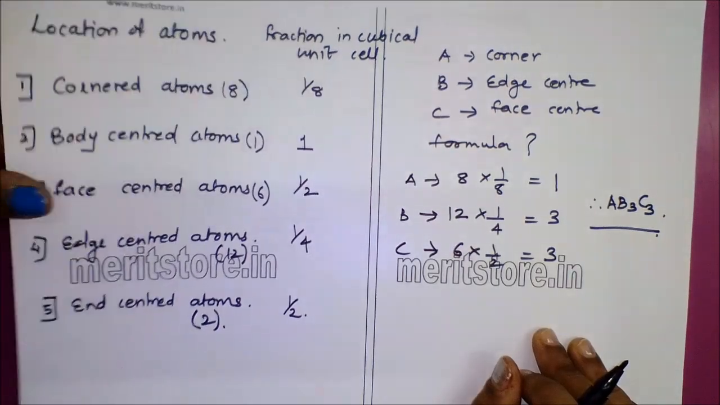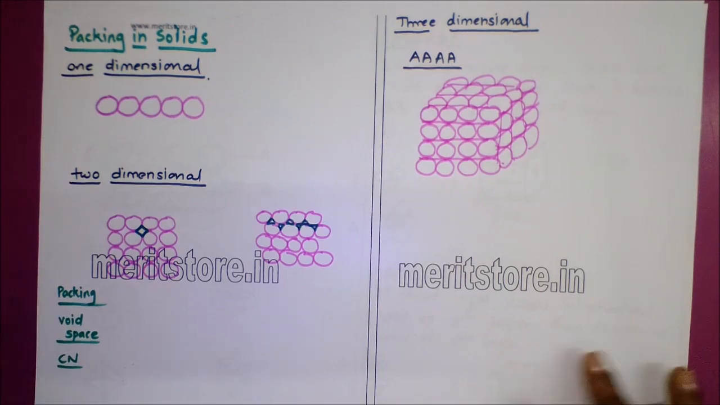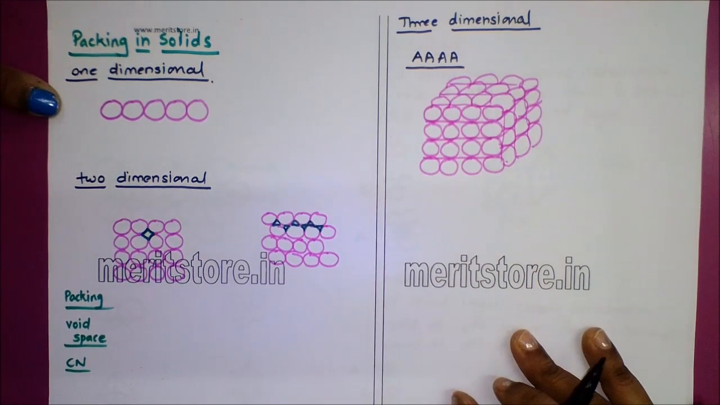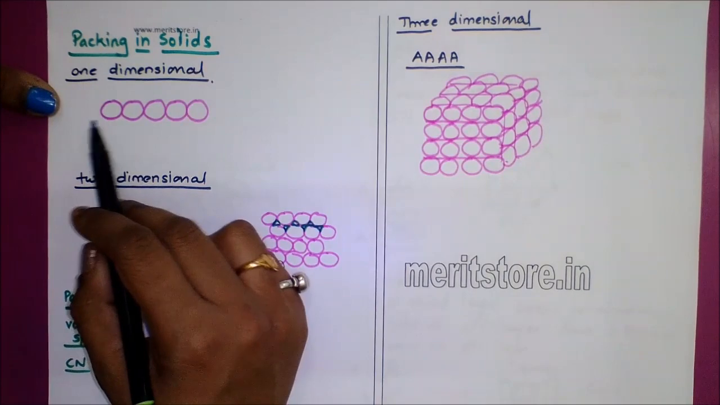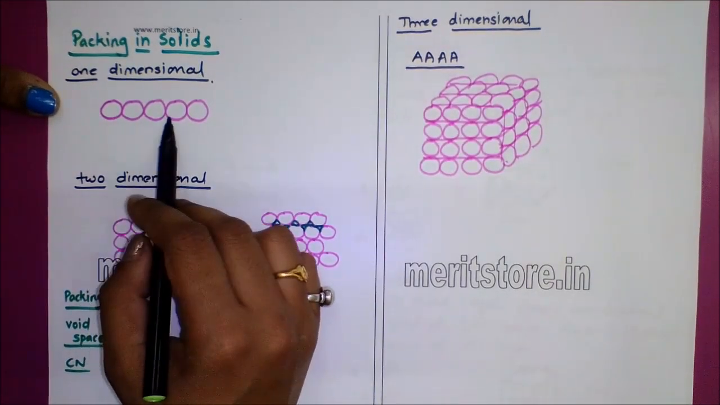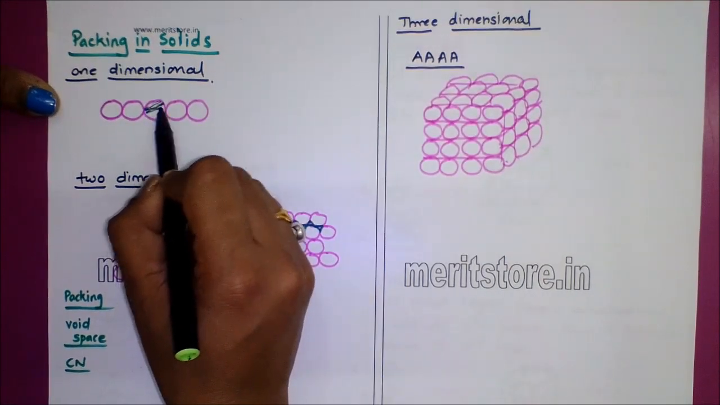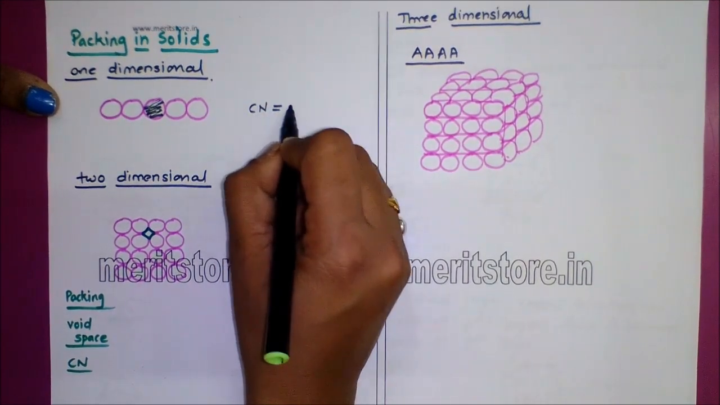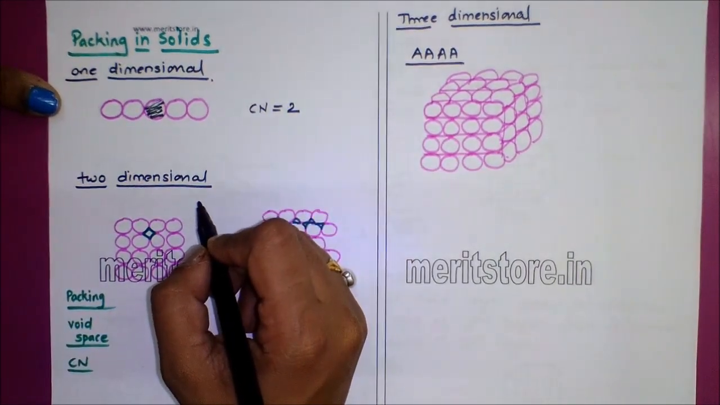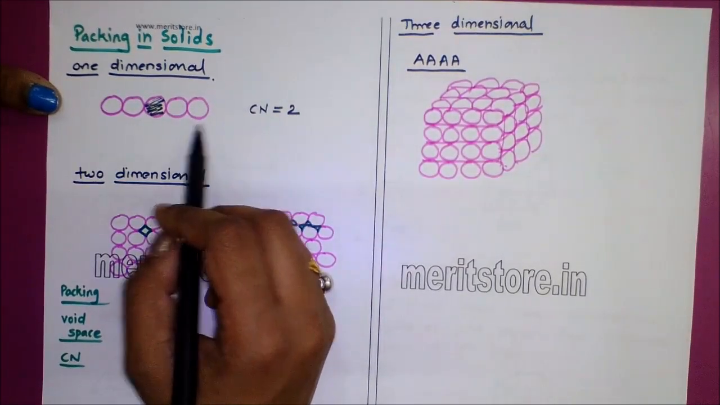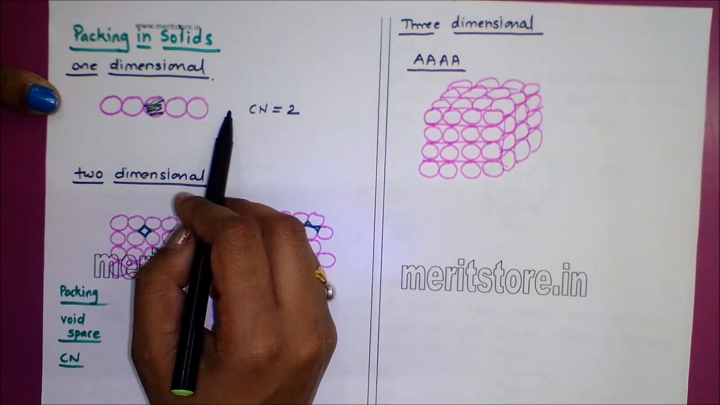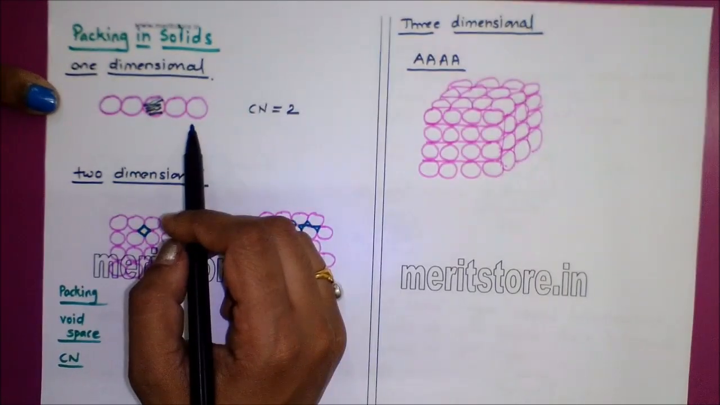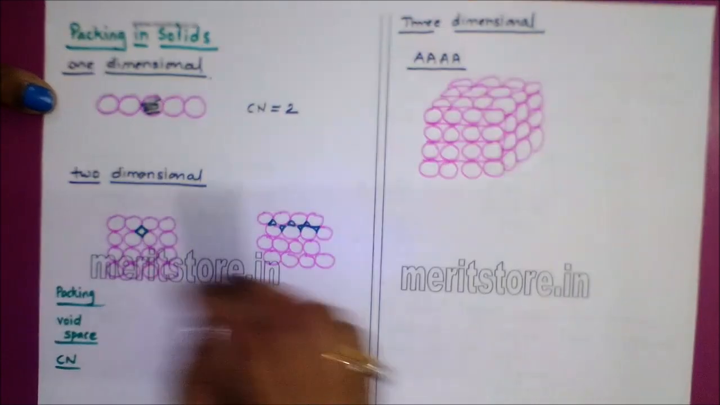Now we'll be talking about the different packing in case of crystalline solids. This packing can be discussed with respect to different dimensions. We'll talk about the first one, the one-dimensional arrangement, where we assume the particles are arranged along one of the axes, side by side to each other. If you take any atom, it will be in direct contact with 2 other atoms. So the coordination number for the one-dimensional arrangement becomes 2. We call this a linear arrangement of the particles.